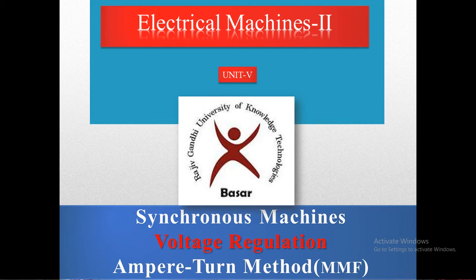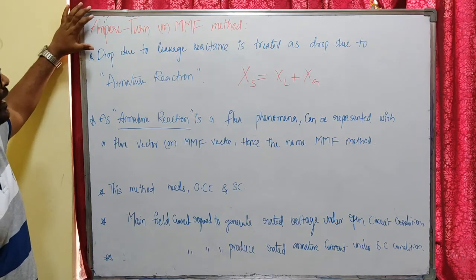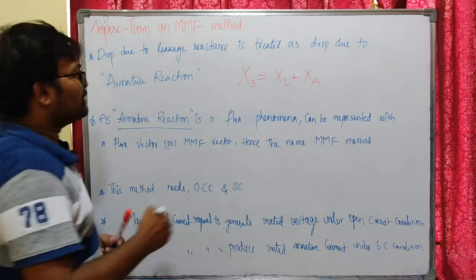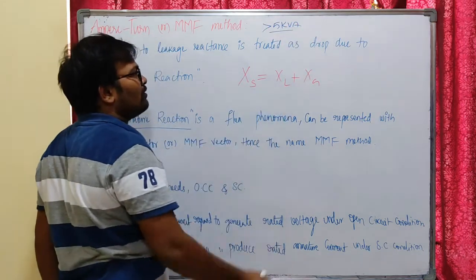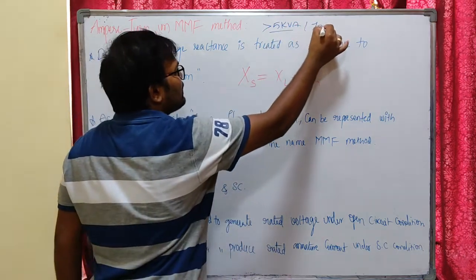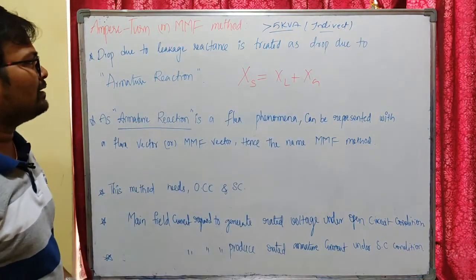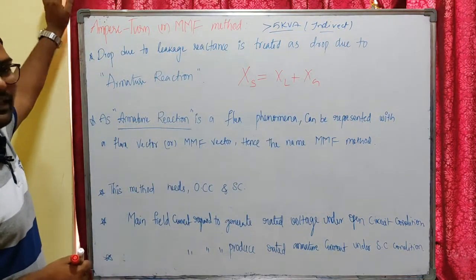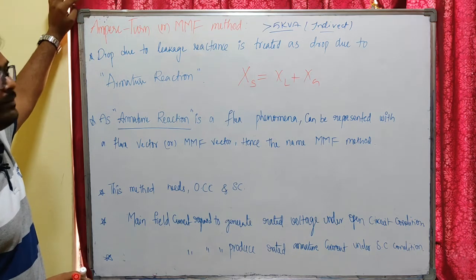Let us discuss the ampere turn or MMF method of voltage regulation calculation. I have already told you, for machines having a rating greater than 5 kVA, we perform an indirect method of finding voltage regulation. All these methods are indirect methods, and this is one of the indirect methods of testing.